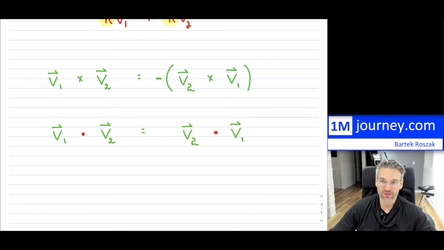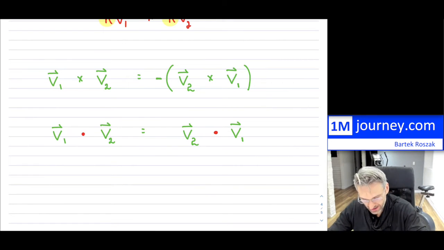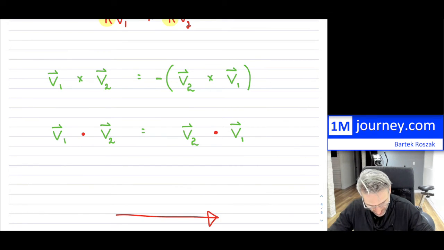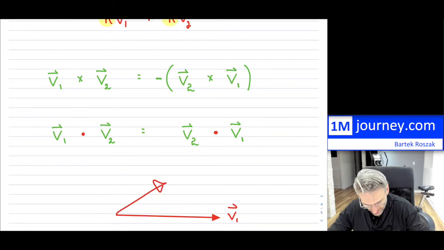And you can even think about the rule in terms of the right-hand rule. So if we had, for instance, if this is my V1, so let's say this is my V1 and then this is my V2 right here.